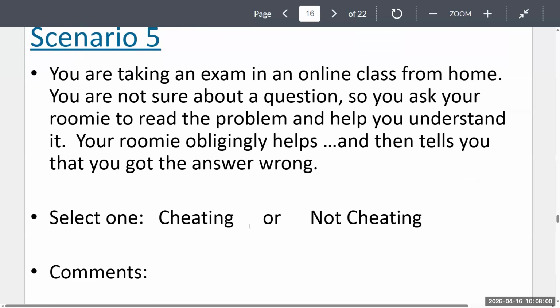Scenario 5: you are taking an exam in an online class from home. You are not sure about a question, so you ask your roommate to read the problem and help you understand it. Your roommate obligingly helps and then tells you that you got the answer wrong. Is this cheating? Yes, this is cheating. You should not have someone on the side doing research for you while you're taking the test.